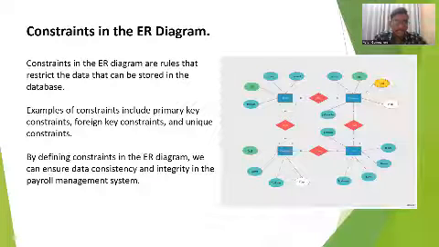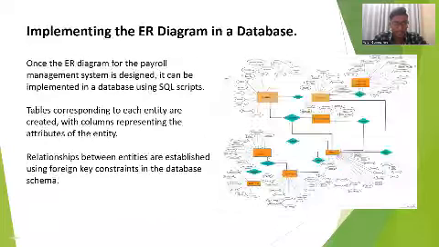Constraints in ER diagram. Constraints in ER diagrams are rules that restrict the data that can be stored in the database. Examples of constraints include primary key constraints, foreign key constraints, and unique constraints. By defining constraints in the ER diagram, we can ensure data consistency and integrity in the payroll management system.